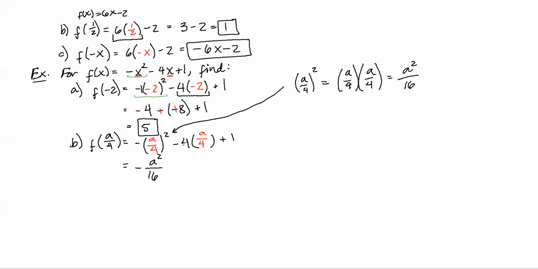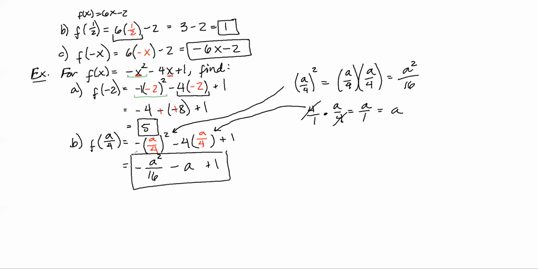And then for this next one, we have minus 4. I'm going to write this as 4 over 1 times a over 4. Now, there's a nice thing that happens here. These 4's cancel out, and then we're left with a over 1, which is just a. So we're going to have minus a, and then plus 1. Now, this is as simplified as this one gets because this first term is an a squared. So it's not like terms with this a, and this 1 doesn't have an a in it either. So these are not like terms. So this is as far as we can simplify this.